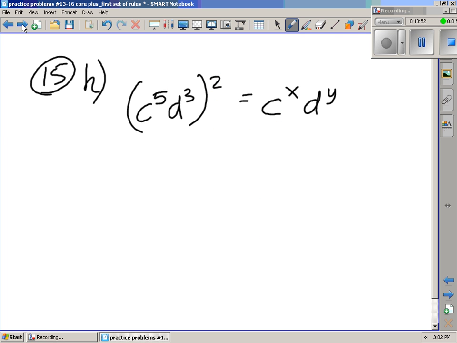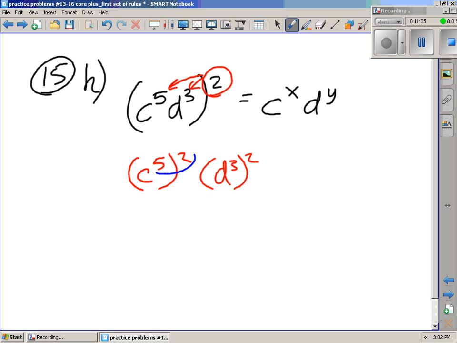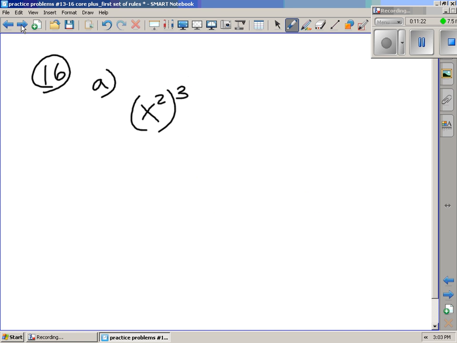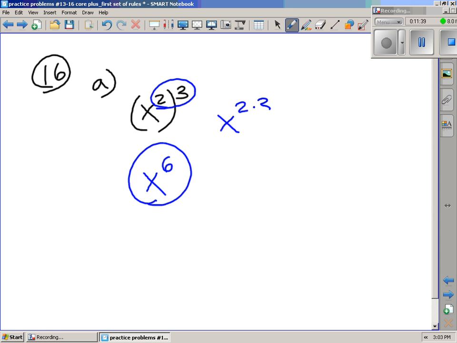Number 15h, we take the power to each piece. So we have c to the 5th to the 2nd power, and then we have the quantity d to the 3rd to the 2nd power. Power to a power we multiply, so we're applying two rules in this one problem. So we get c to the 10th and d to the 6th power. So x must equal 10 and y must equal 6. And then we're on to 15i. Oh, sorry, 16a. So we have x squared to the 3rd power. So this becomes x to the 6th power, and that was power to a power you multiply.